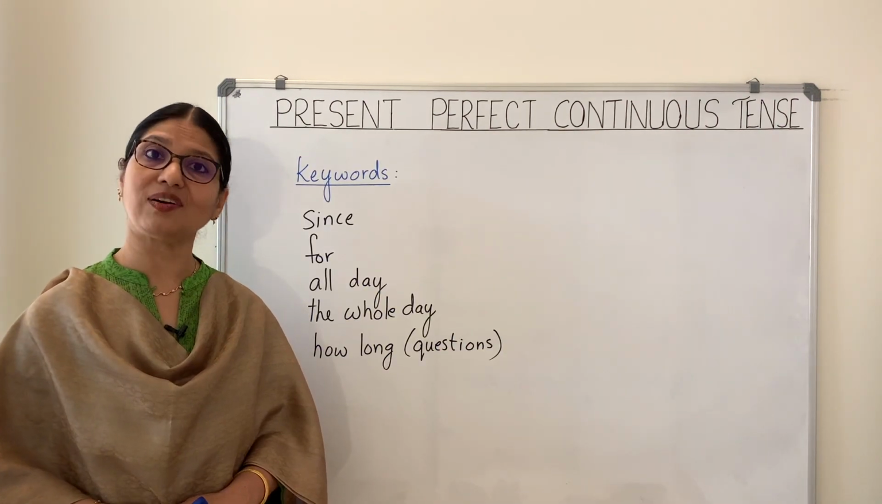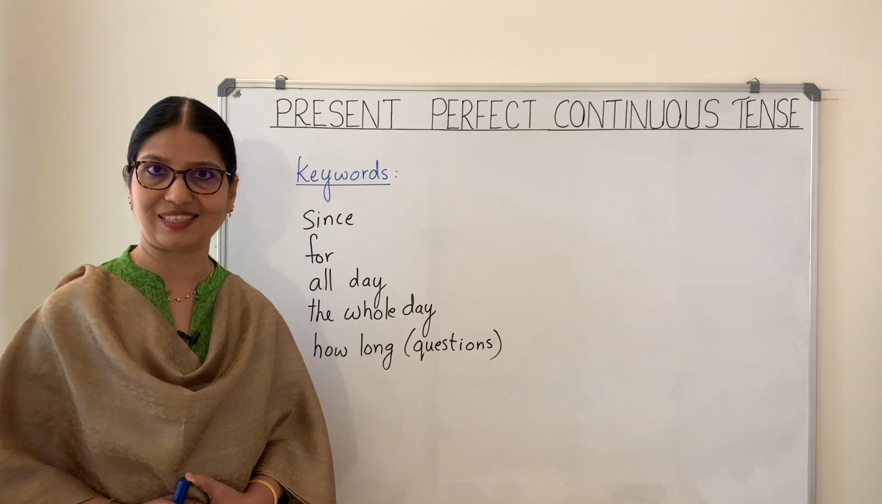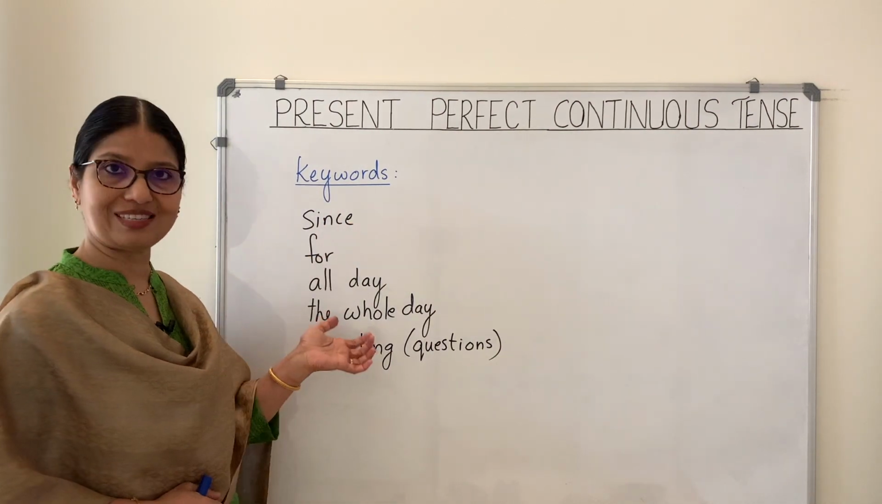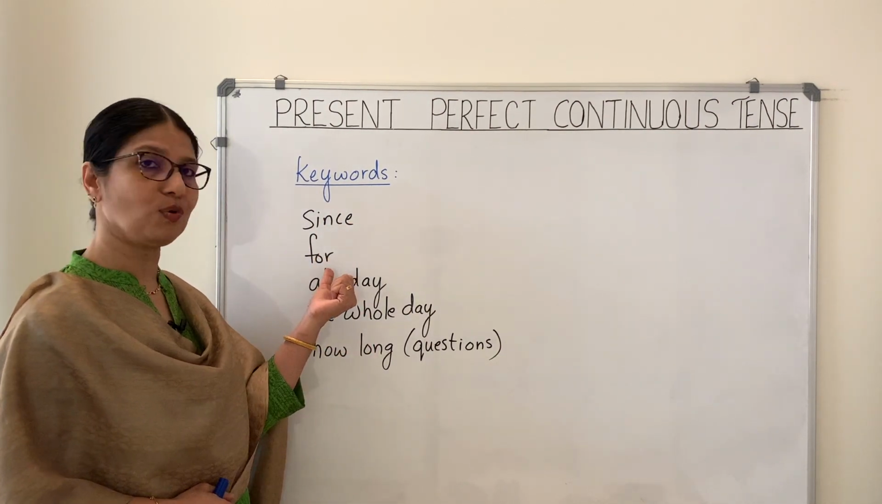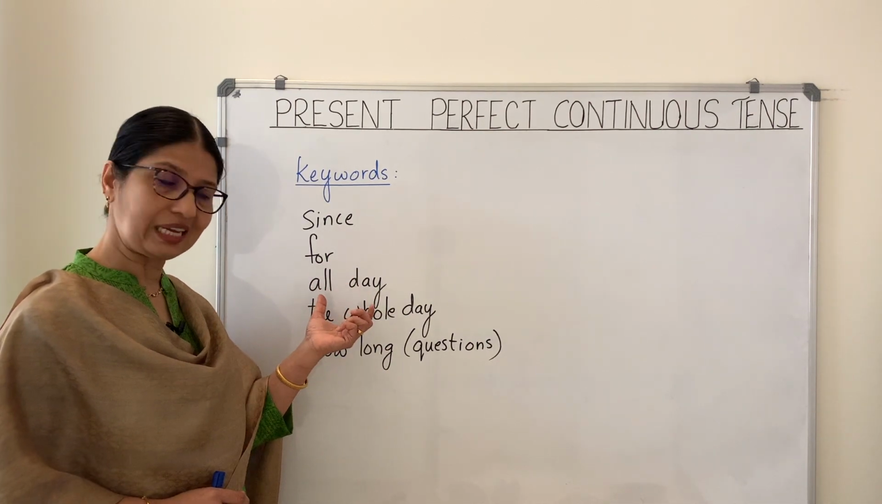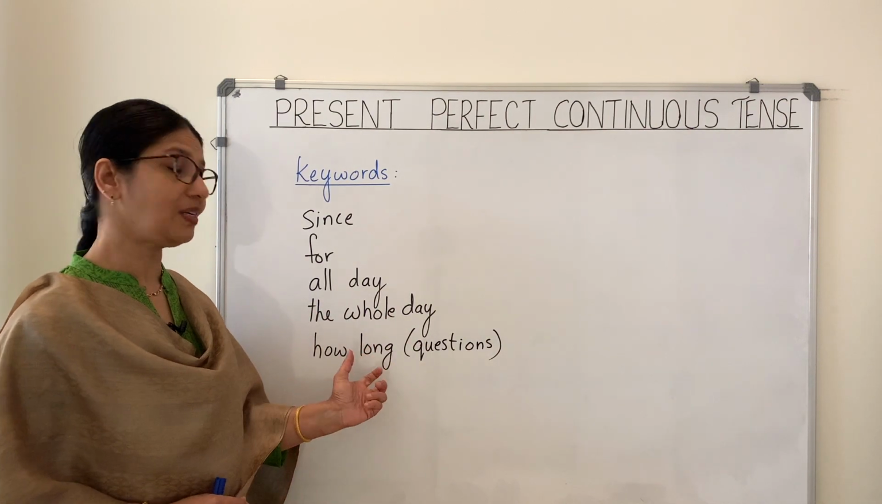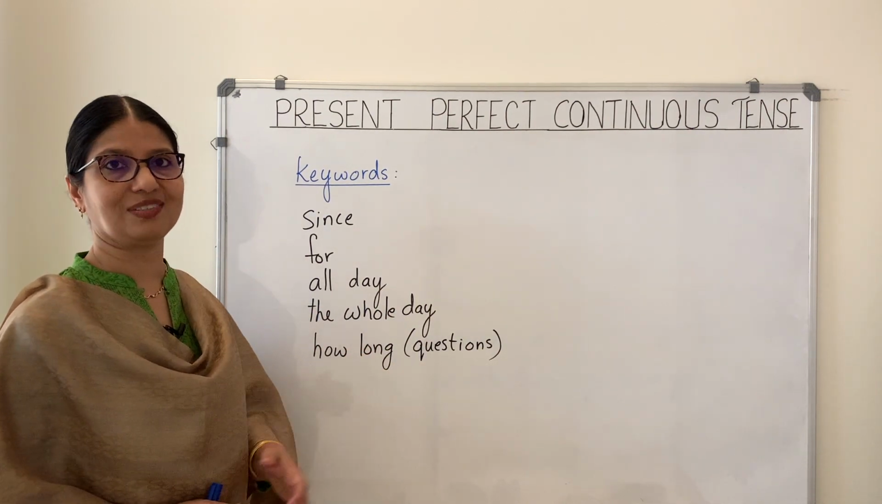Let's now focus on the key words that are usually used with the present perfect continuous tense. So here on the board I have listed them all. You have since and for, which are prepositions. Then you have the time expressions all day and the whole day. And with questions we use the phrase how long.